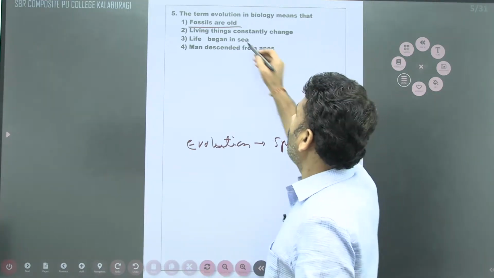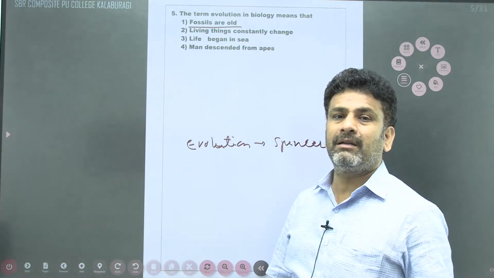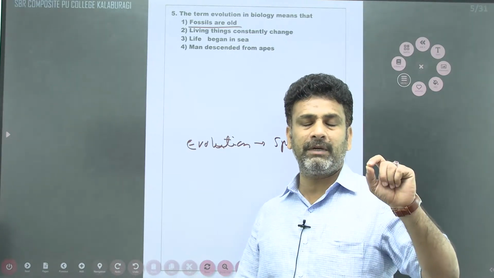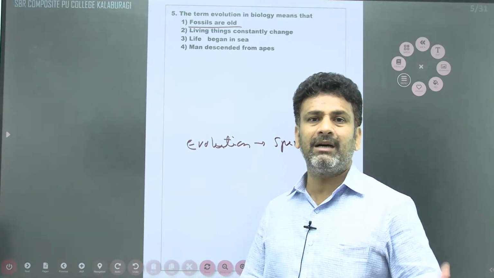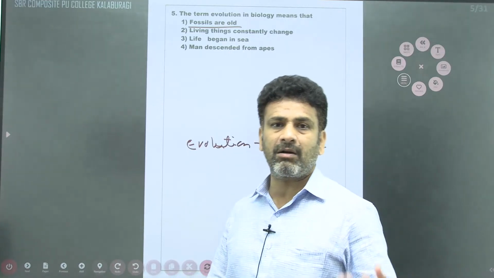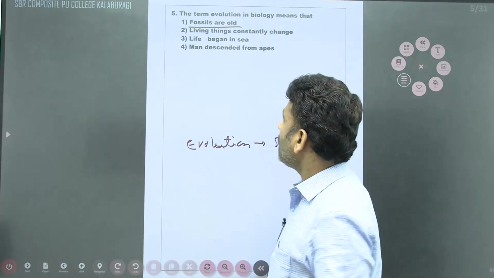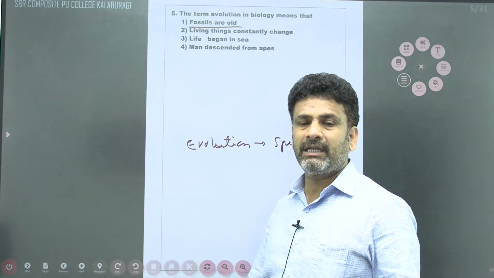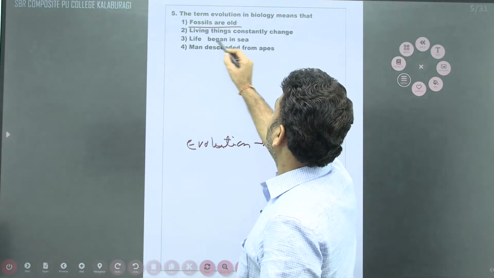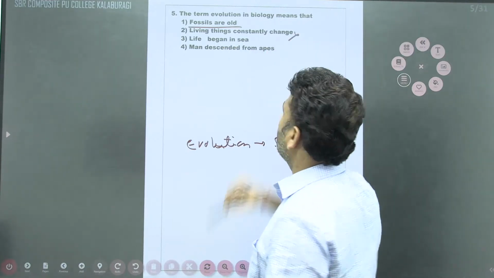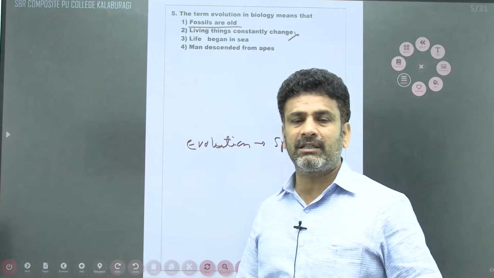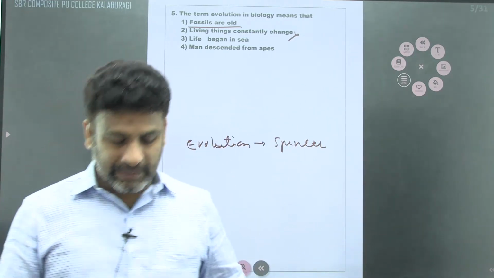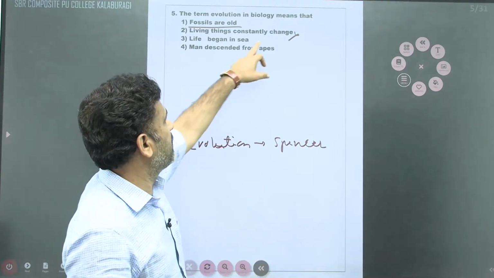So the fossils are nothing but the remains of the hard parts of dead plants as well as animals' bodies in the earth crust, especially in the sedimentary rock layers. That is called fossils. These fossils get fossilized in the earth crust. Then, living things constantly change is one of the characteristic features, or sentences, explained by Darwin.